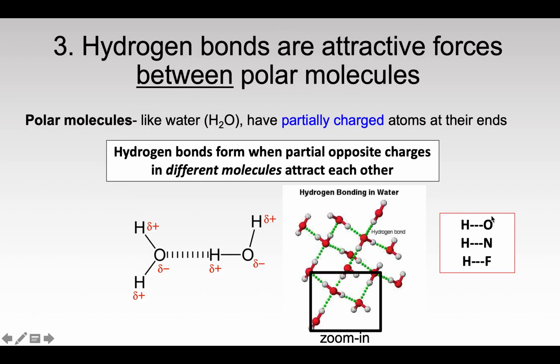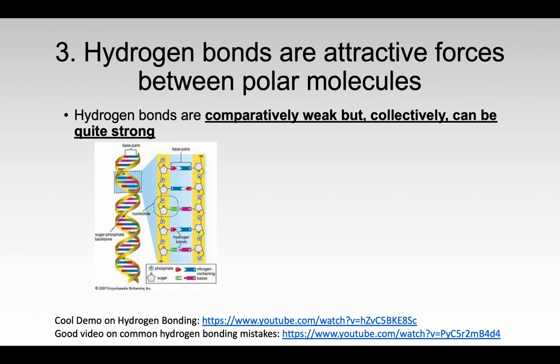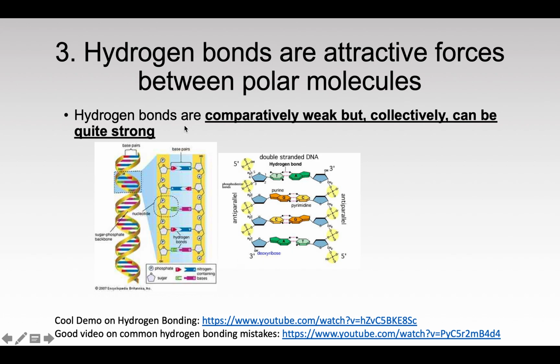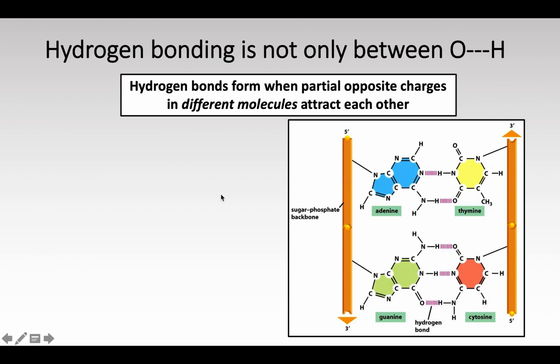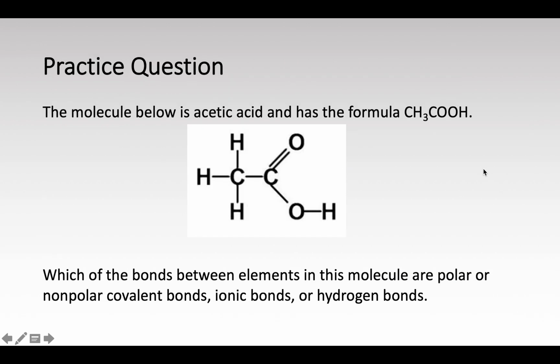Some of the other molecules that can be involved in hydrogen bonding, H's and O's are the most common, H's and N's, and H's and F, which don't occur much in biology. Hydrogen bonding is comparatively very weak, but collectively very strong. Covalent bonding is the strongest. They're sharing electrons. Hydrogen bonding, a single one is very, very weak. Collectively very strong. We see this with holding together the two strands of DNA. Hydrogen bonding is not only between O's and H's, but you can see it here between N's and H's when we have the base pairs coming together.